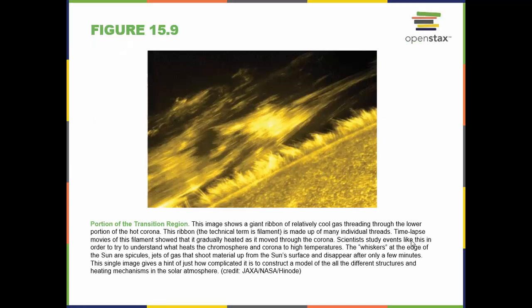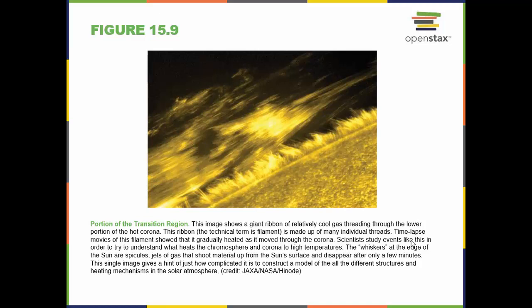Here we see a portion of this transition zone, and this image shows these giant ribbons of relatively cool gas that are threading through the lower portion of the hot corona. The term for these is filaments, and they're made up of many individual threads. Time-lapse movies of this filament show that it gradually heated as it moved through the corona. And scientists study events like this in order to try to understand what heats the chromosphere and the corona to high temperatures.